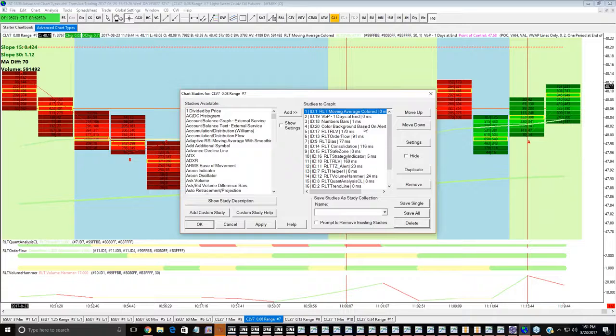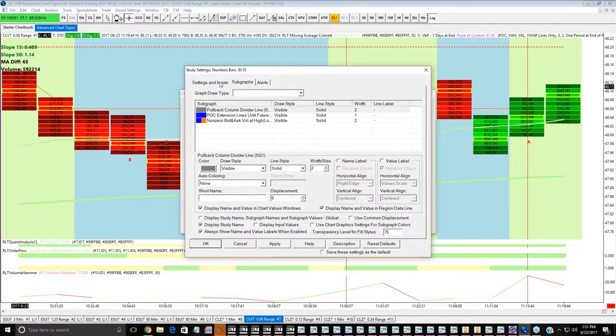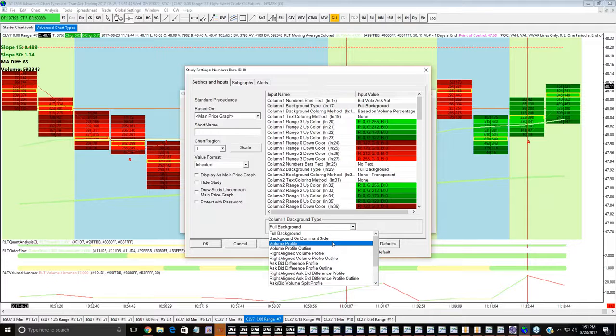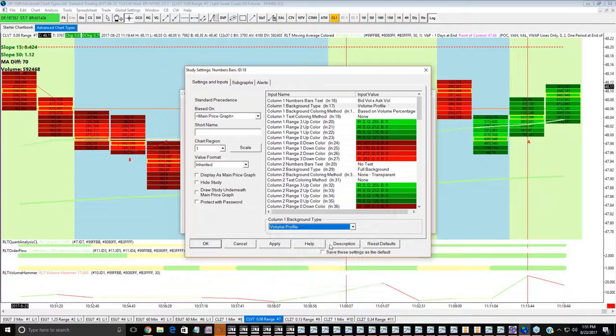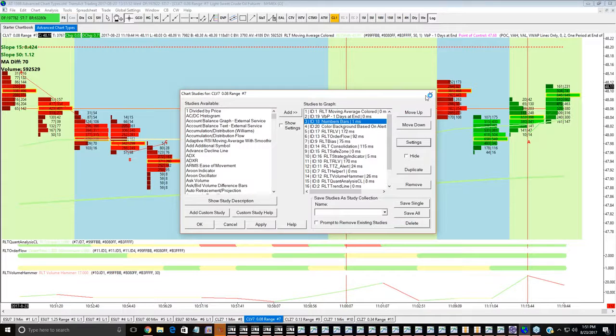But I wanted to show you, let's talk about this. Hold on one sec. I'm just going to change this back from the full background to the market profile, the volume profile. And close.